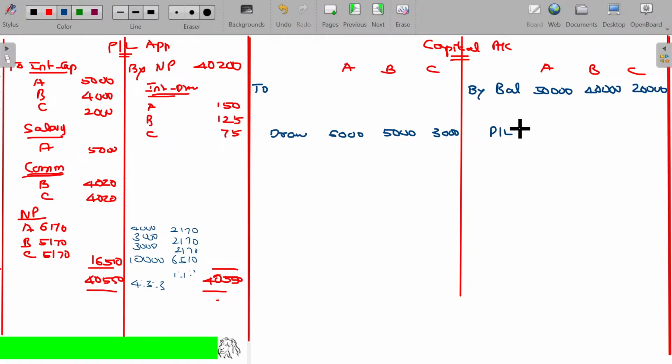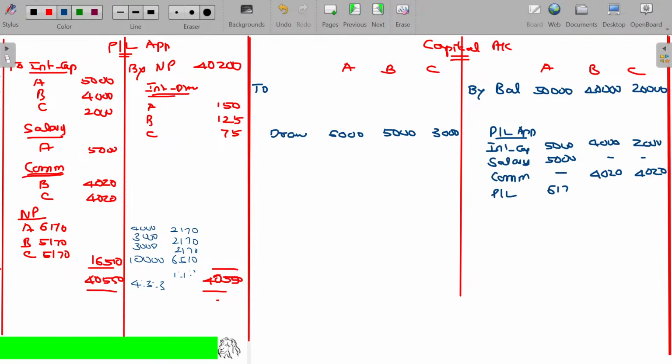Interest on capital, P&L appropriation account, the profit appropriated for the interest on capital. A gets 5,000, B gets 4,000, C gets 2,000. And for their physical support, salary will be given, supported only by A, so he is eligible for salary, not for B and C. B and C are now considering the commission part as per their own contribution given by way of promotion of the sales, 4,020. And profit and loss, for A, he gets 6,170, and B, he gets 5,170, and C, he gets 5,170.